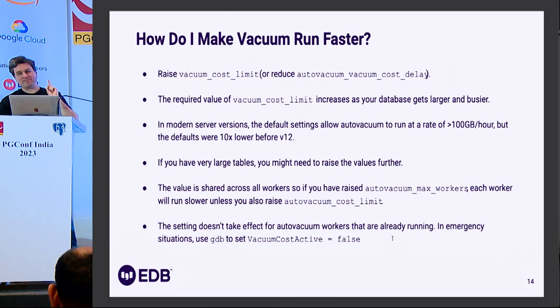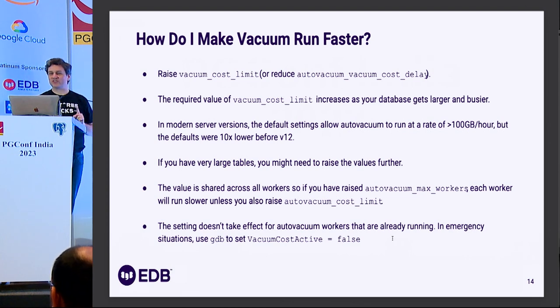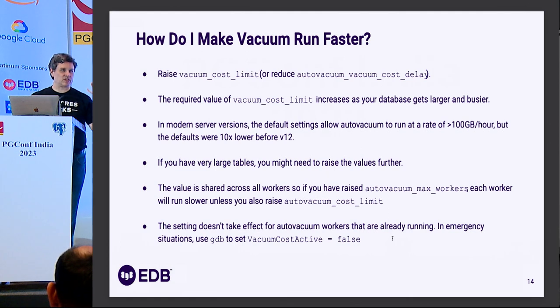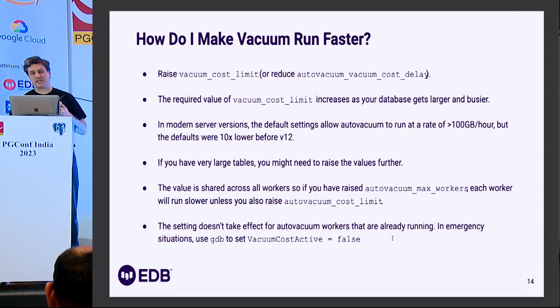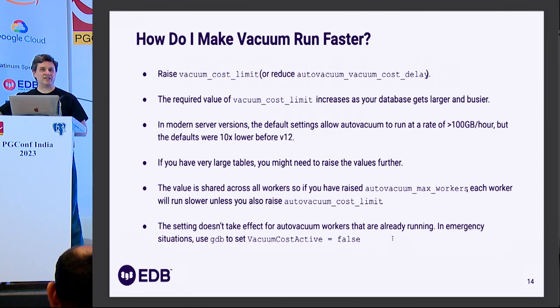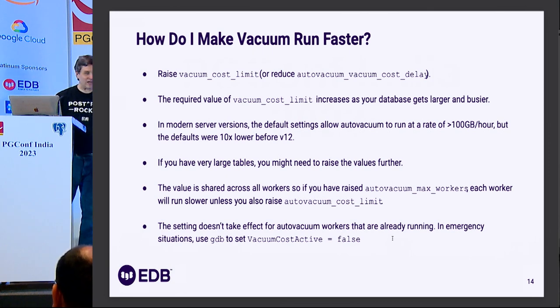One defect in PostgreSQL that I really should try to fix sometime is that if you change these settings, they don't take effect for Autovacuum workers that are already running, only for new Autovacuum workers that are started later. So if you have some Autovacuum worker that is currently running and it's going too slow and you need to speed it up, one trick you can use in an emergency situation is hook up a debugger to the backend. There's a variable called vacuum_cost_active. You can set it to false, detach the debugger, and zoom. That vacuum will now start running as fast as your hardware will permit.